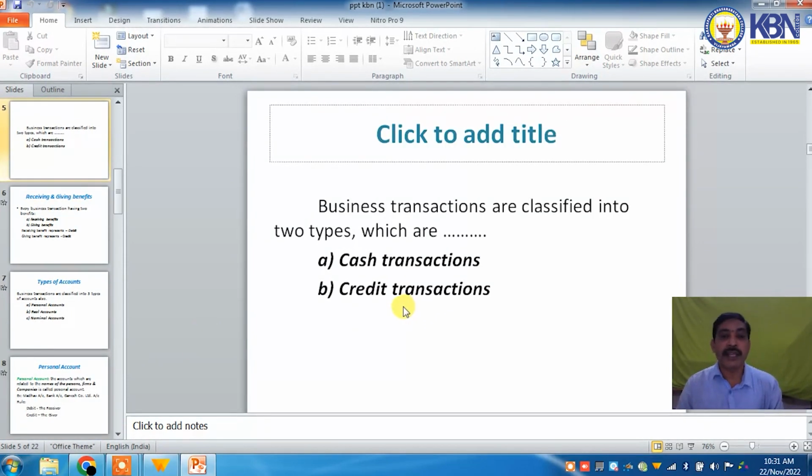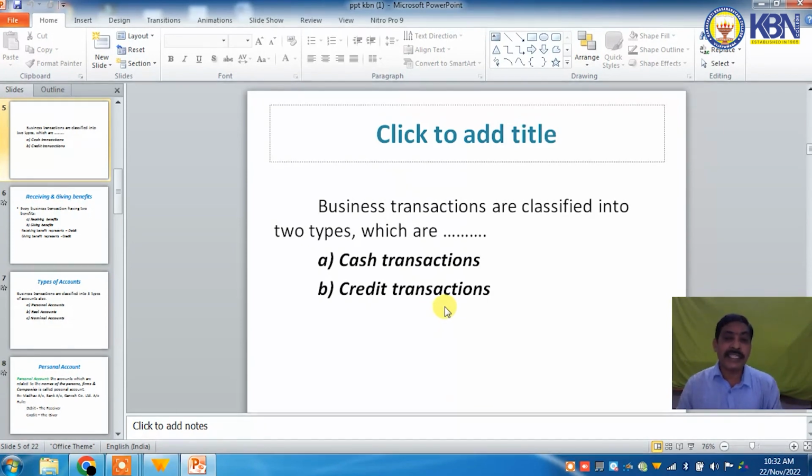Next, business transactions are classified into two types, which are cash transactions and credit transactions. What is a cash transaction? When immediate payment is made, it is called a cash transaction. The payment is made in cash or in kind. What is a credit transaction? When immediate payment is not made and the payment is made in the near future, it is called a credit transaction. So business transactions are classified as cash transactions and credit transactions.